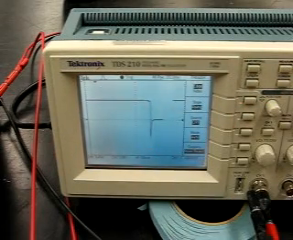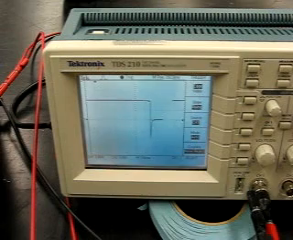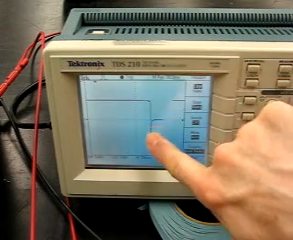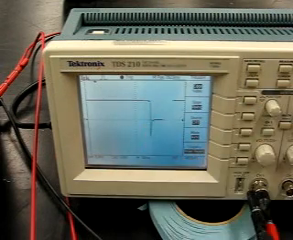This is interesting because the power supply is a positive power supply, and yet I'm getting a negative voltage across the solenoid. This is called a back EMF, and it's produced again by Lenz's law.